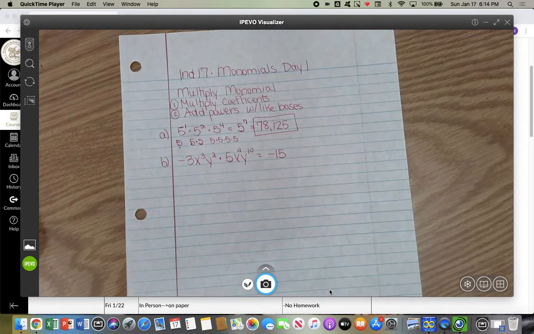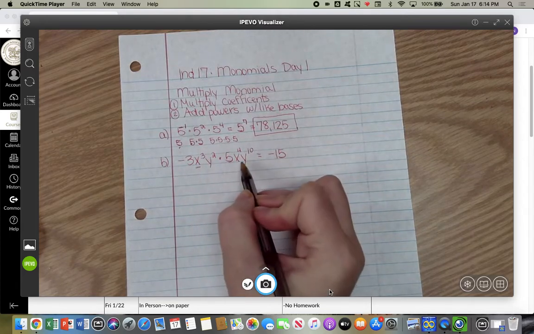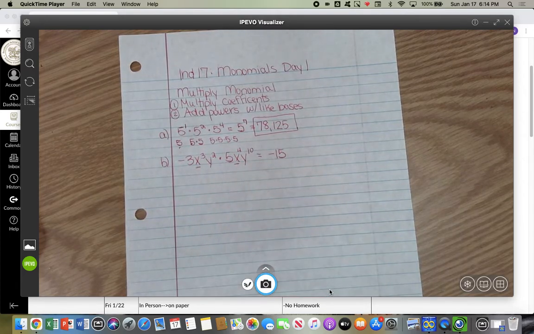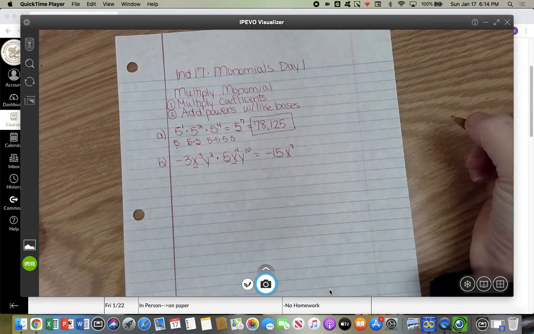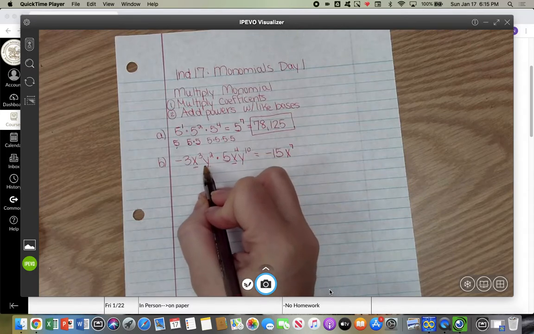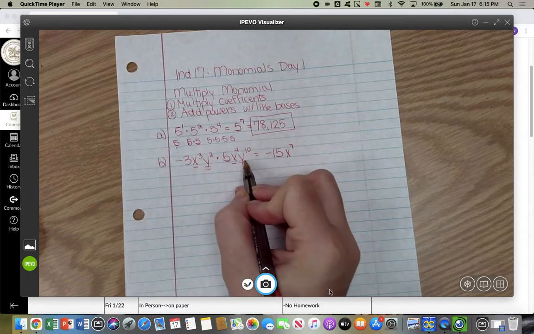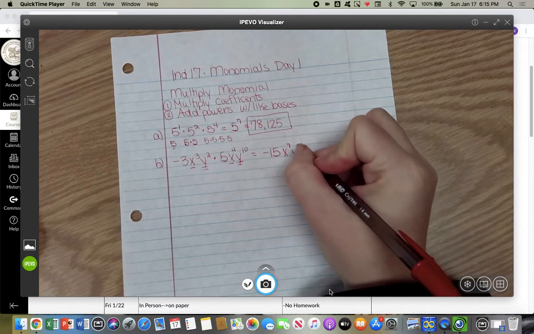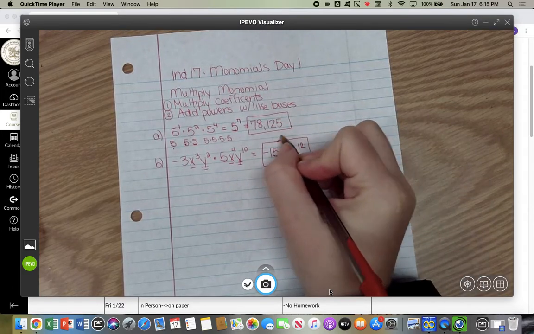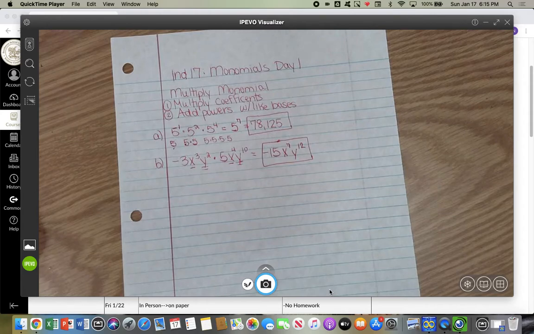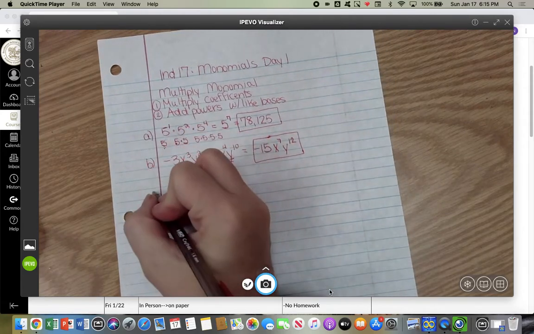Now for my x's, I have like bases. I have an x to the 3rd and I have an x to the 4th. So we add those powers together, which makes x to the 7th. And then on the last part, the y's have like bases. So a 2 plus a 10 gives me y to the 12th. And there it's simplified.